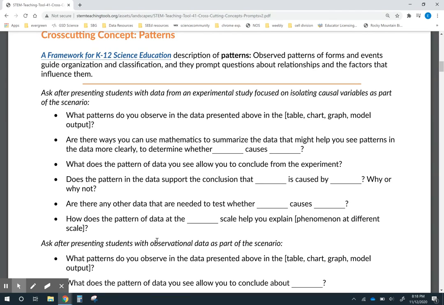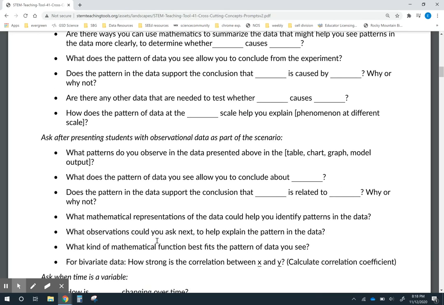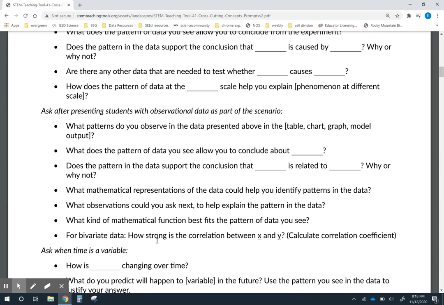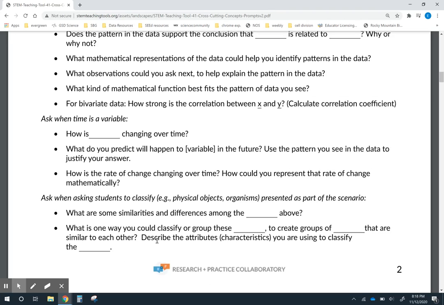These work really well with the task formats because they are designed to be used with a data set or a phenomenon or a model. You could also modify them so that you maybe change some of them to be multiple choice questions so that you could have a combination of multiple choice and open-ended questions on an assessment.